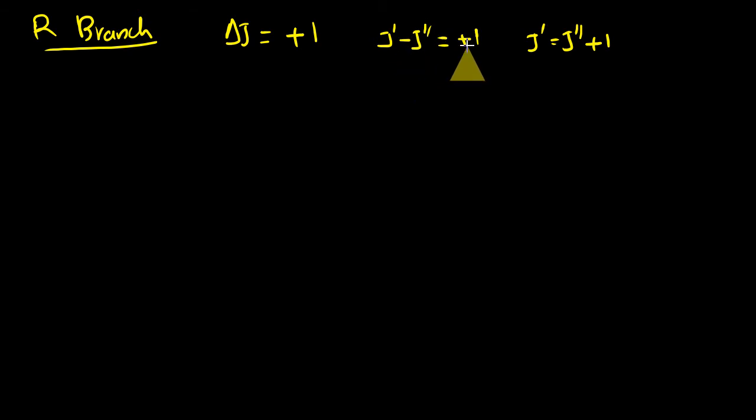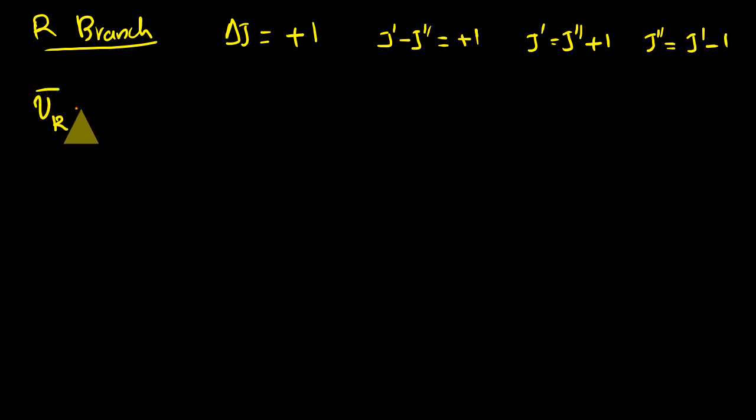And we can write an expression for J double prime also. J double prime is equal to J prime minus 1. Okay? So now we are going to impose these conditions in our expression for nu bar spectroscopic. So what is the result? We will check. Here we are considering the R branch.